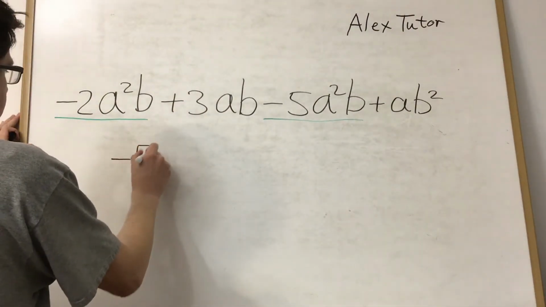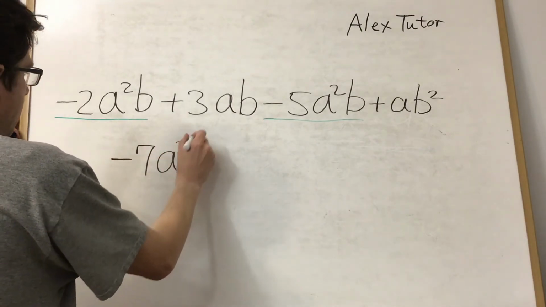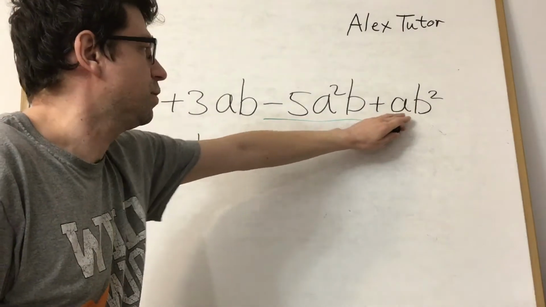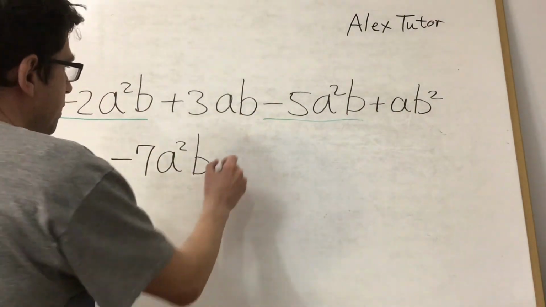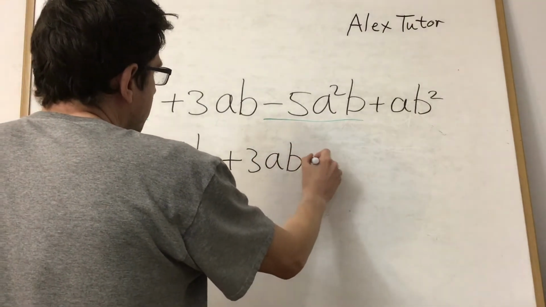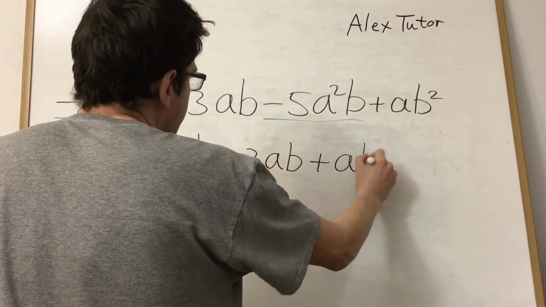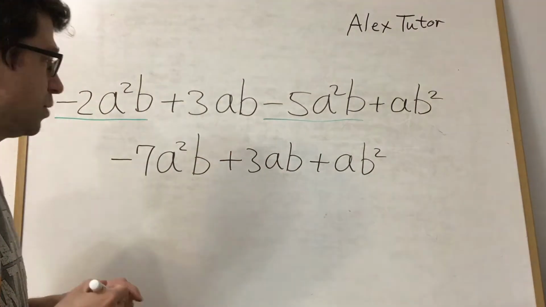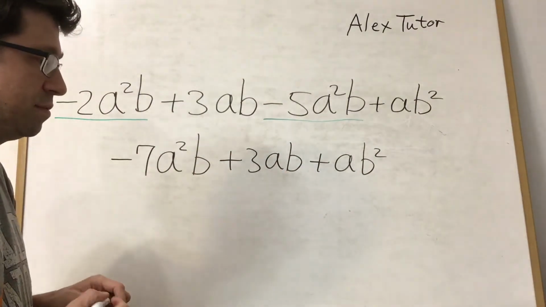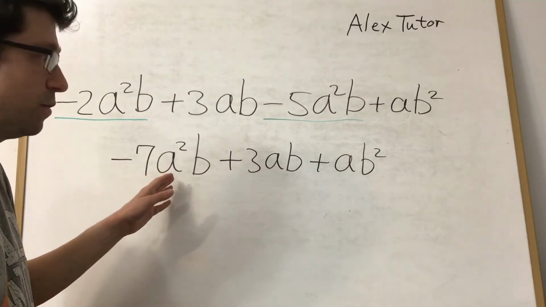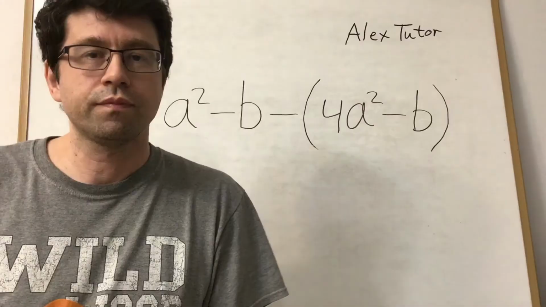So negative 7a squared b. And those two terms, I just copy them. I write plus 3ab plus ab squared. That's it. There is nothing else I can do here. They are not like terms. And of course I cannot solve this expression. I do not know the value of a. I do not know the value of b.